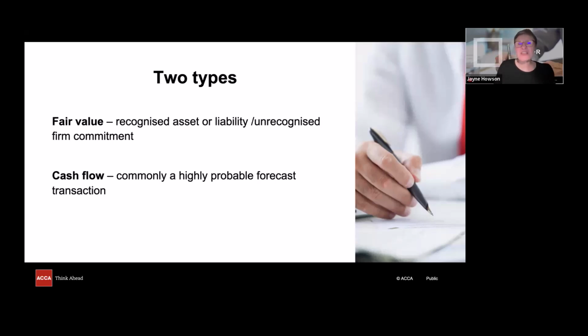So in an exam question, if you've got something in the financial statements, fair value. If you haven't, probably cash flow. Now let's have a look at some examples to see how these work.